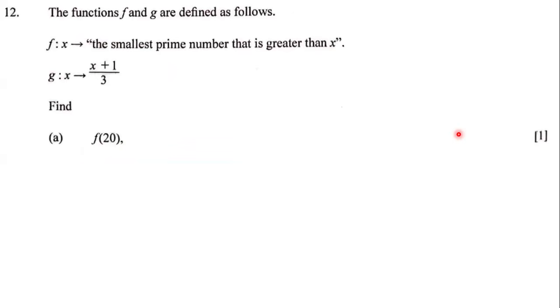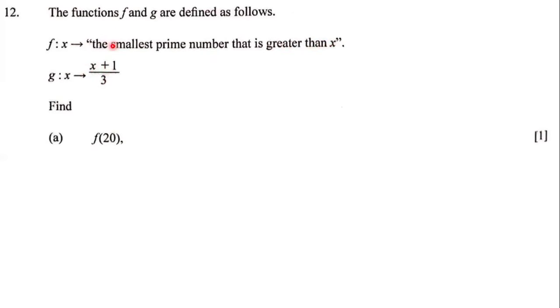Okay, here we have the functions question. It says that the functions f and g are defined as follows. Function f says that we have the smallest prime number that is greater than x, and function g says x plus 1 all over 3.